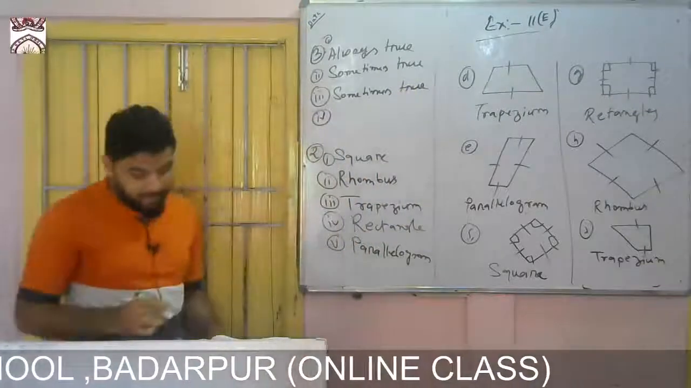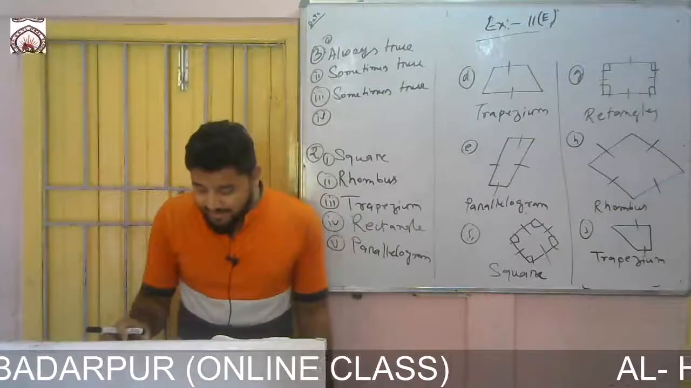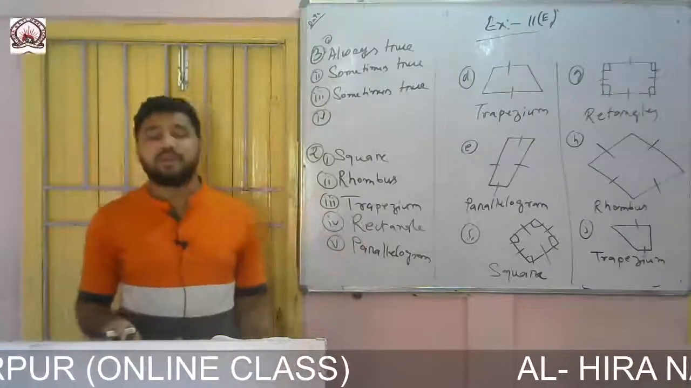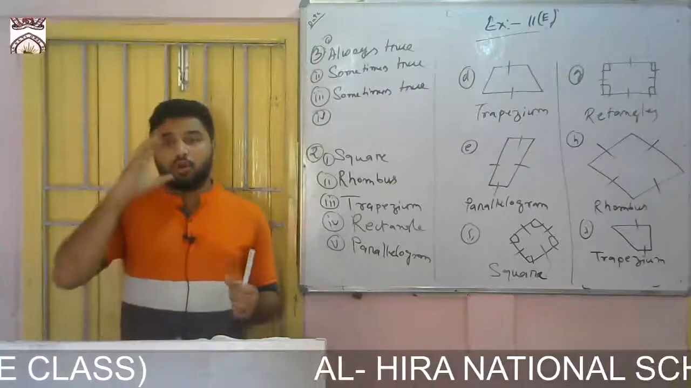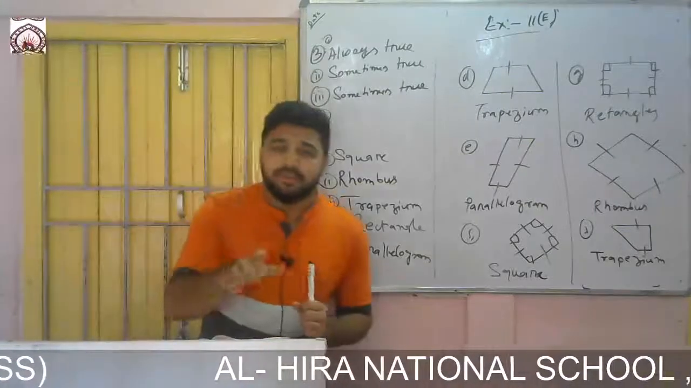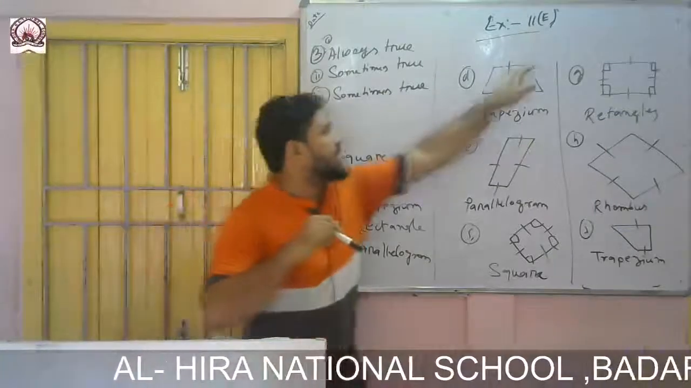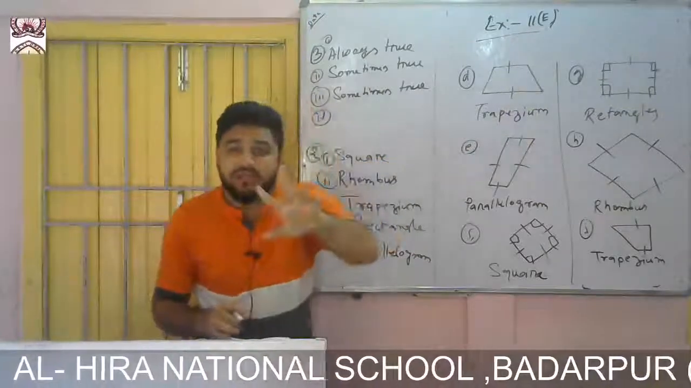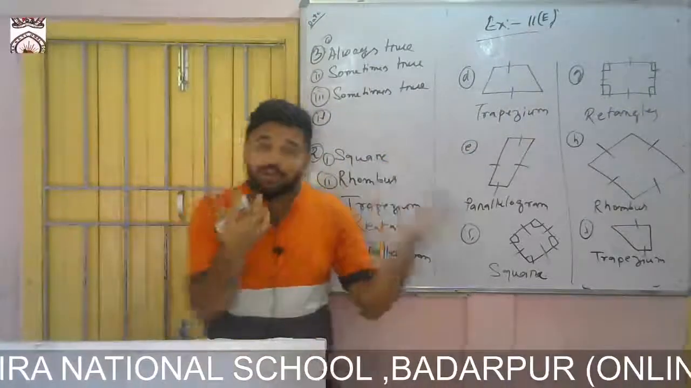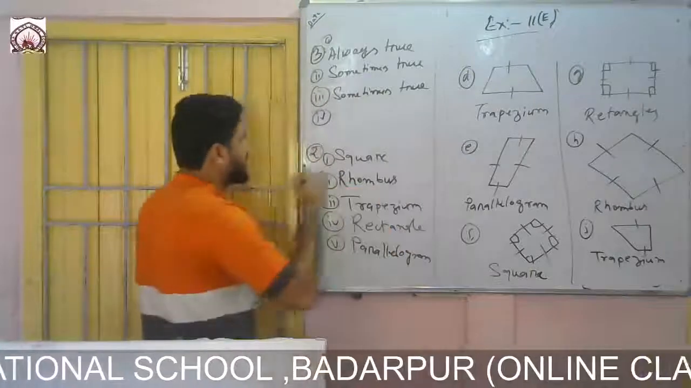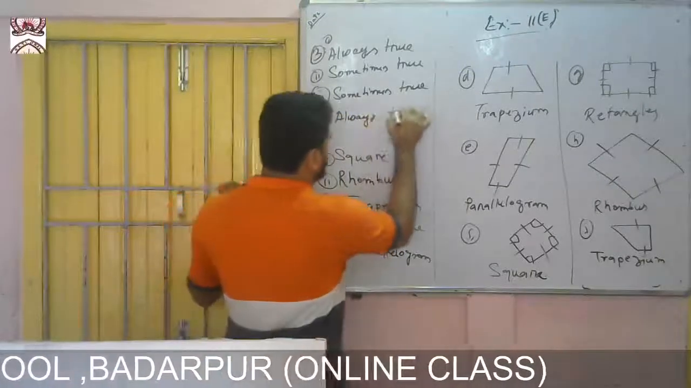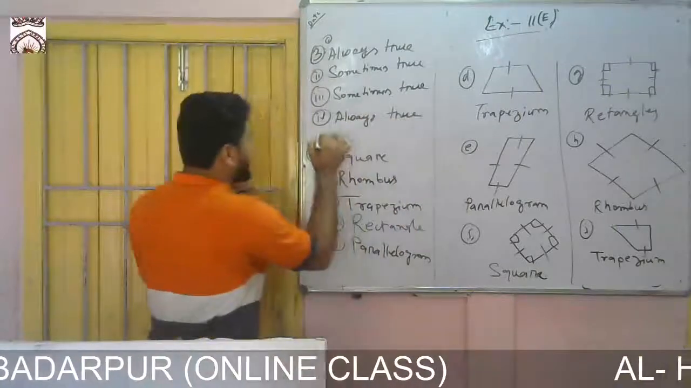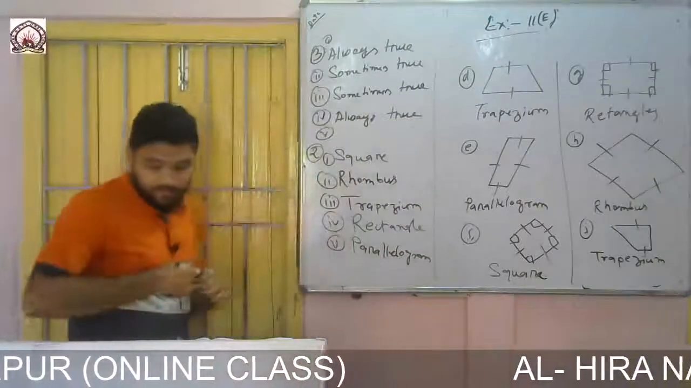Number 4, what is there? A trapezium is a quadrilateral. It is always true. Because whenever we need to draw a trapezium, then we need to draw 4 sides. 1, 2, 3, 4. So if I draw 4 sides, then it is a quadrilateral. So it is always a quadrilateral. Always true.